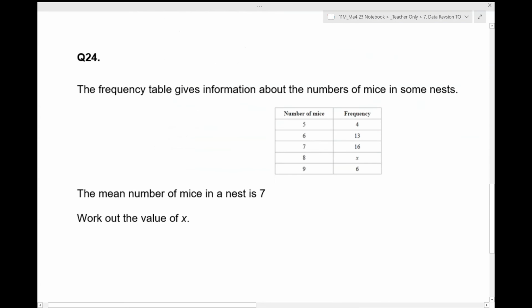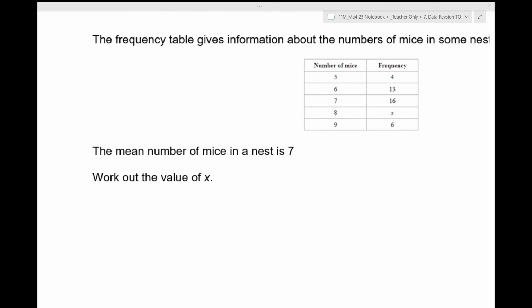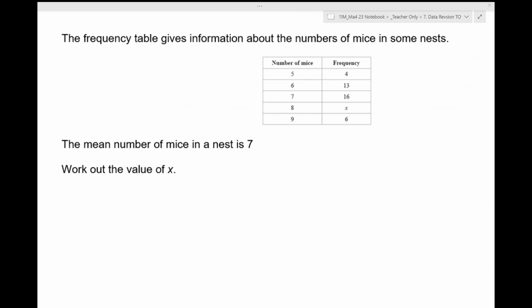Question 24. So why not have a look at the question? The frequency table gives information about the numbers of mice in some nests. So some of the nests have quite a lot of mice in them. Look, 6 of the nests have got 9 mice in them. You're told the mean number of mice in a nest is 7, and you're asked to work out the value of x. Pause the film and have a go.